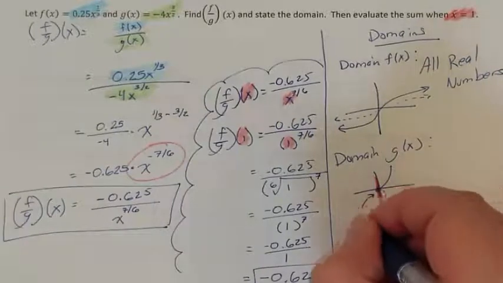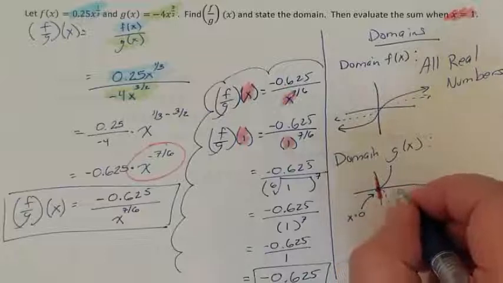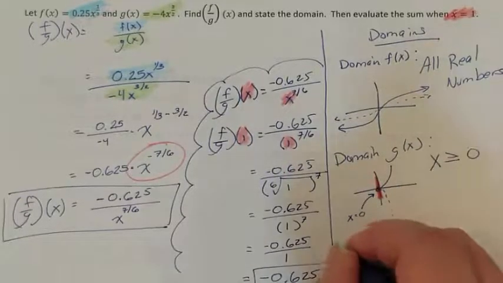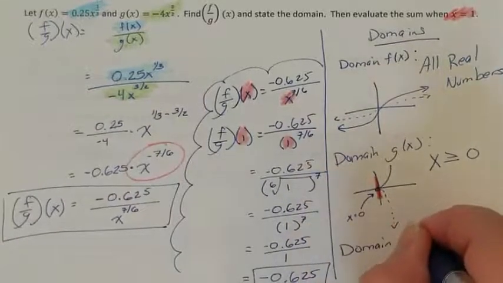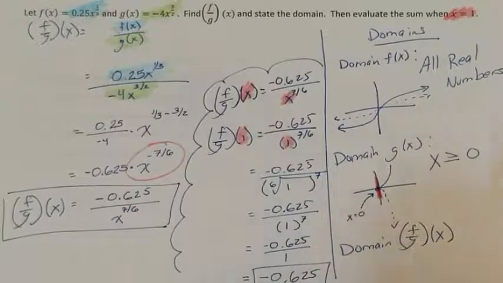The last x value it uses is 0. So everything over here, which is all the positive x values, is still used. So its domain is x is greater than or equal to 0. So we're going to look at what these two have in common, and that is the answer for the domain of our new function.